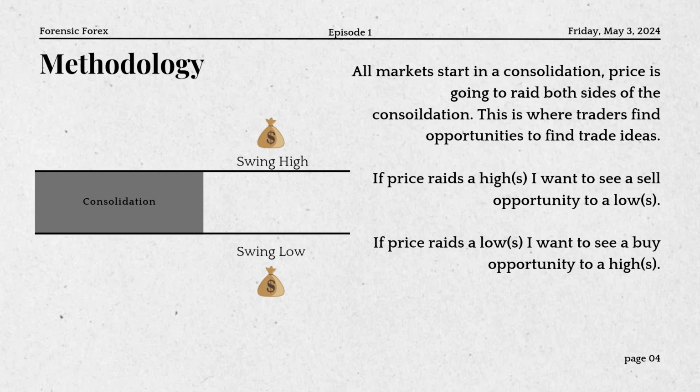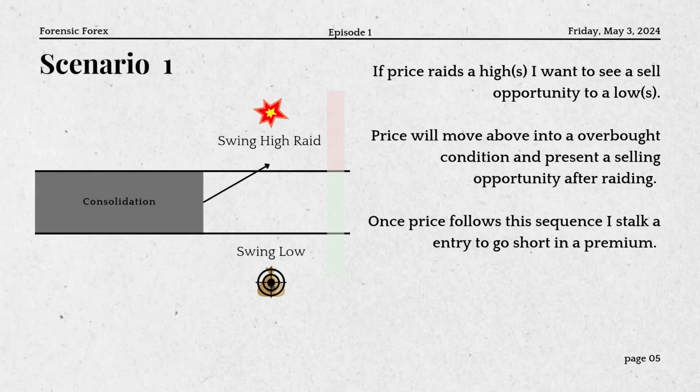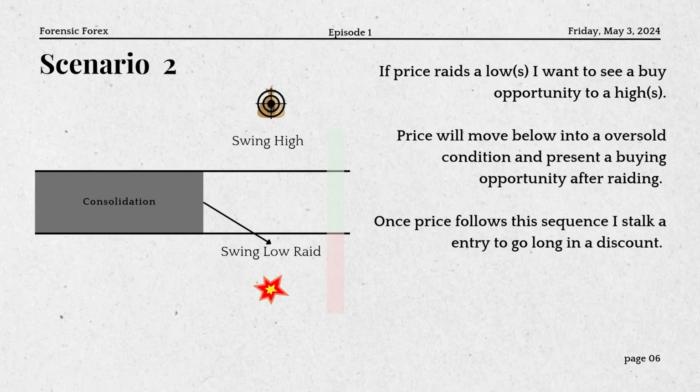Scenario 1, if price raids a high, I want to see a sell opportunity to a low. Price will move above into an overbought condition and present a selling opportunity after raiding the swing high. Once price follows the sequence, I stalk an entry to go short in a premium. Scenario 2, if price raids a low, I want to see a buy opportunity to a high. Price will move below into an oversold condition and present a buying opportunity after raiding the swing low. Once price follows the sequence, I stalk an entry to go long in a discount.